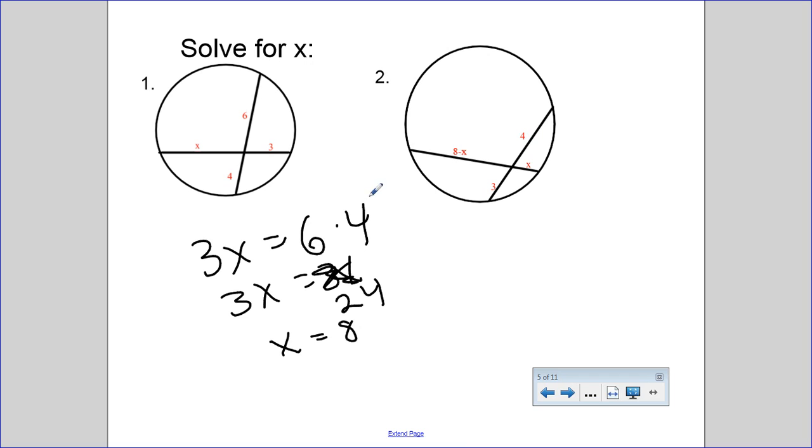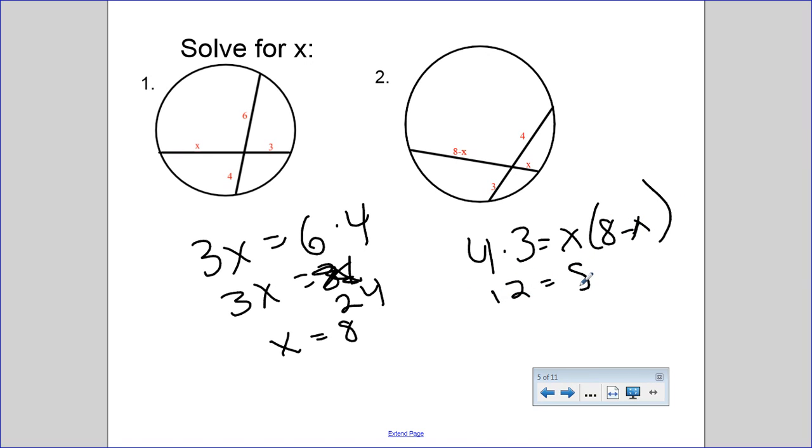Here, let's have some fun with quadratics. So the small piece: 4 times 3 is equal to x times 8 minus x. 12 equals, distributing, 8x minus x squared. Normally I would move the 12 over, but I don't want that negative sign in front of the x squared, so I'm going to move everything to the other side. I get x squared minus 8x plus 12 equals 0, because when factoring it has to be set equal to zero first, so we can find all values for x.